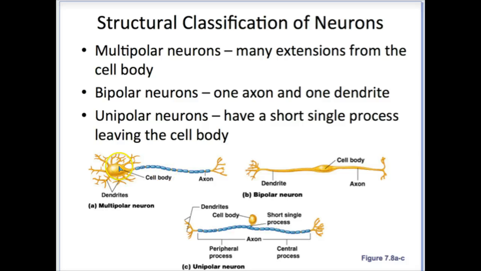We don't necessarily need a neuron quite like this in the brain. We don't necessarily need a neuron like this in terms of our sensory neuron. And so that's where you see these different classifications. The classification always revolves around the extensions from the cell body. Notice here, the cell body's out of the way, and that's the difference between the unipolar and the bipolar. The bipolar is within the path.